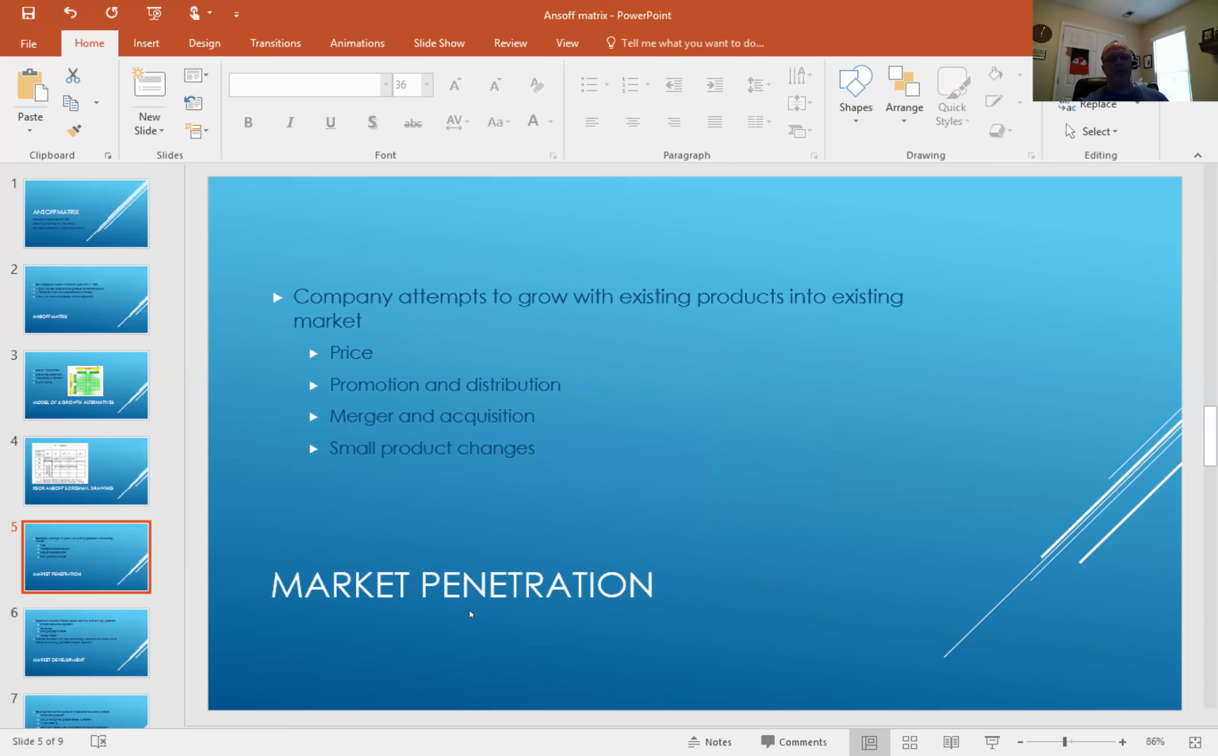If we look at the first one, market penetration, the company is attempting to grow with existing products into an existing market. This may be an established company, and you would almost consider this to be what we call organic growth, just natural growth within their existing products, existing segment, nothing really new going on here. It's probably the simplest of the 4 strategies.